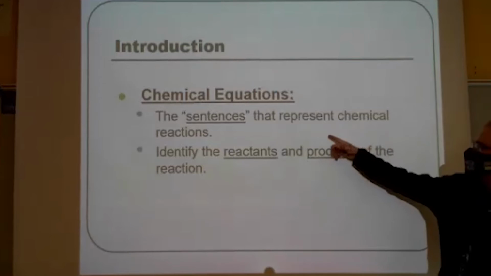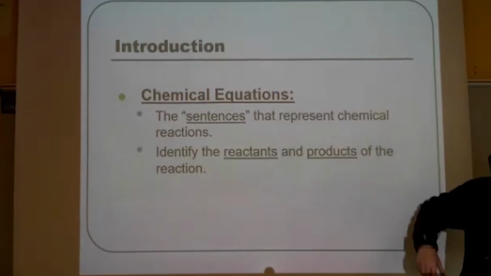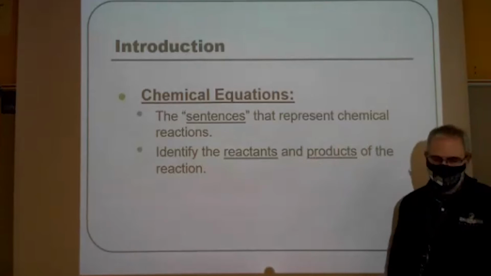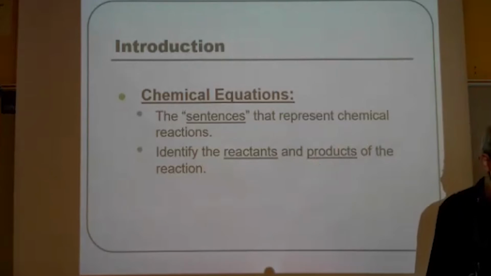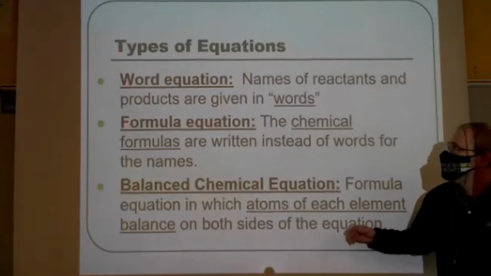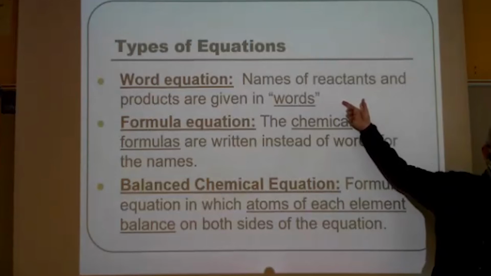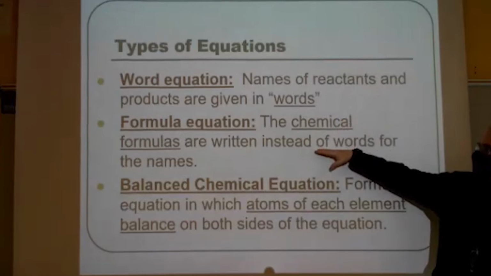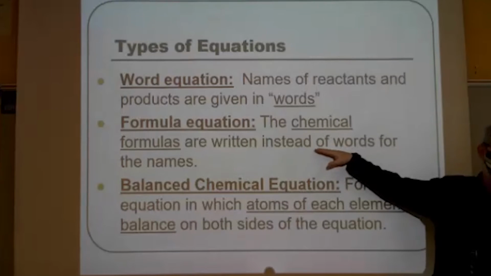Right. These sentences are what represent our reactions, and we'll use those to identify our reactants and products as we go through this. You've seen word equations already. That's where we've got them all written out as longhand words. And then last week, we converted some of those word equations to formula equations where you just have the formulas written. But that's not quite the end of chemical reactions for us.